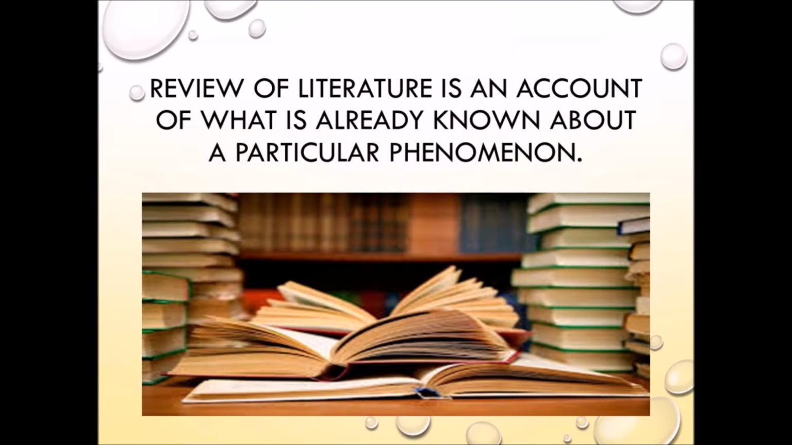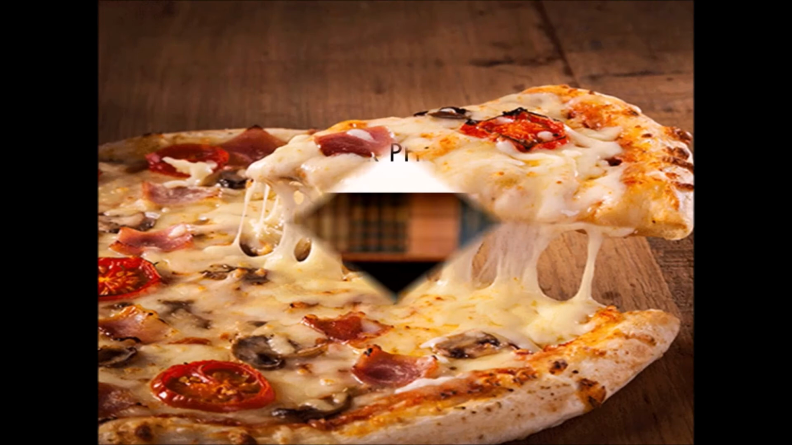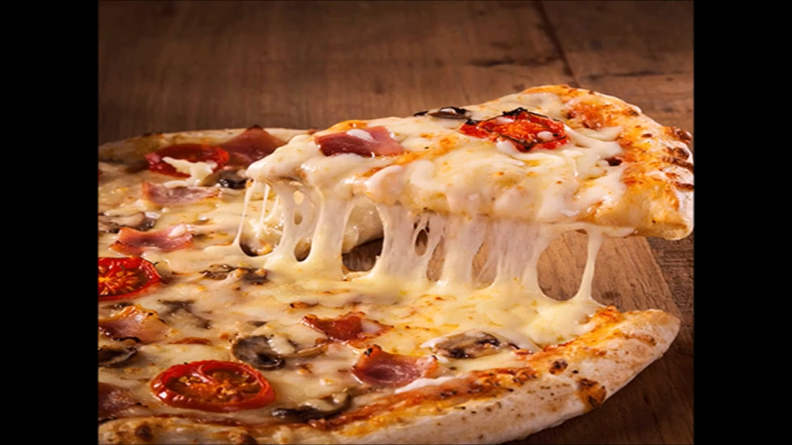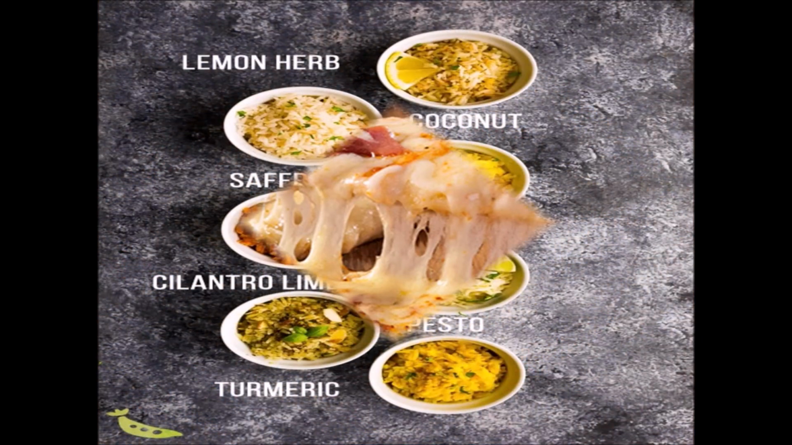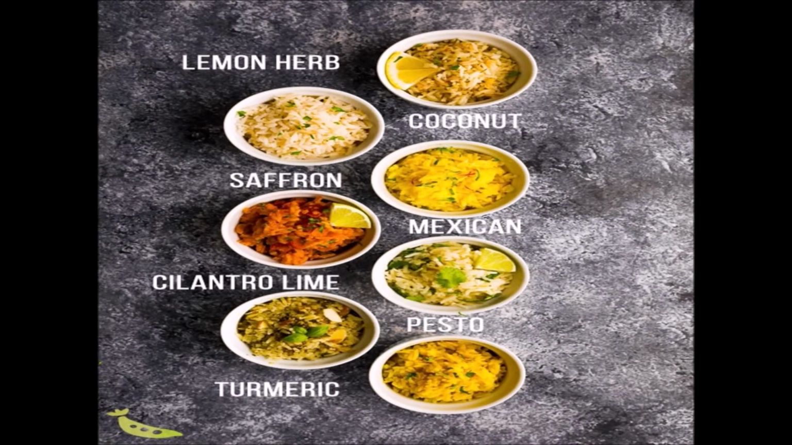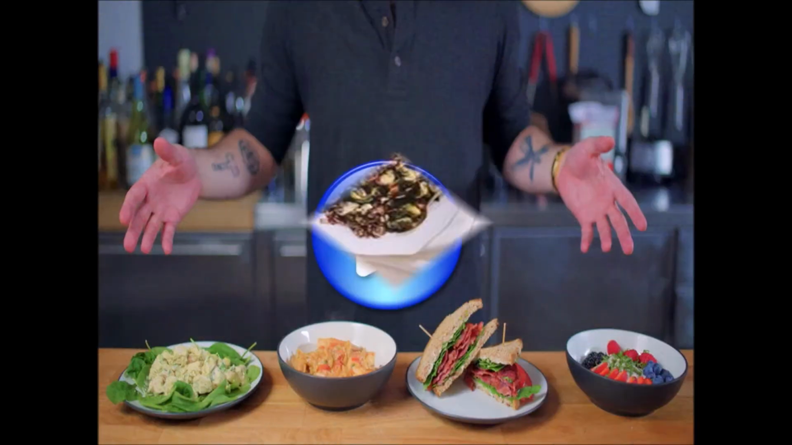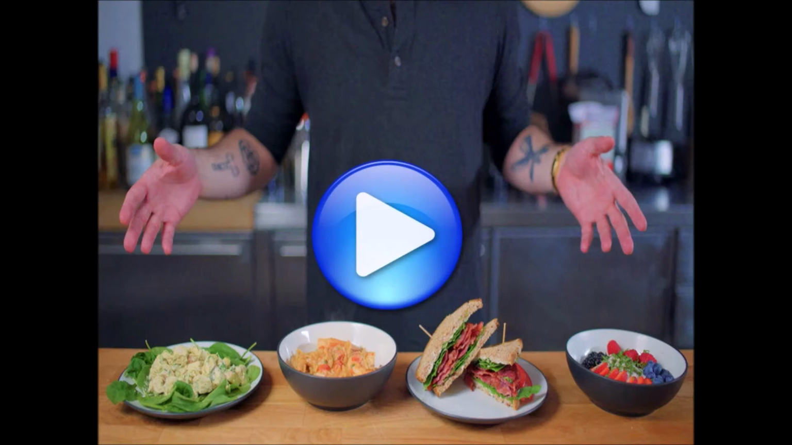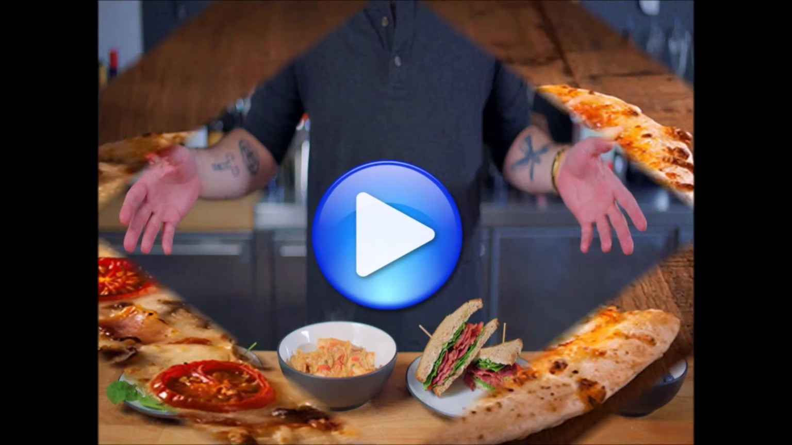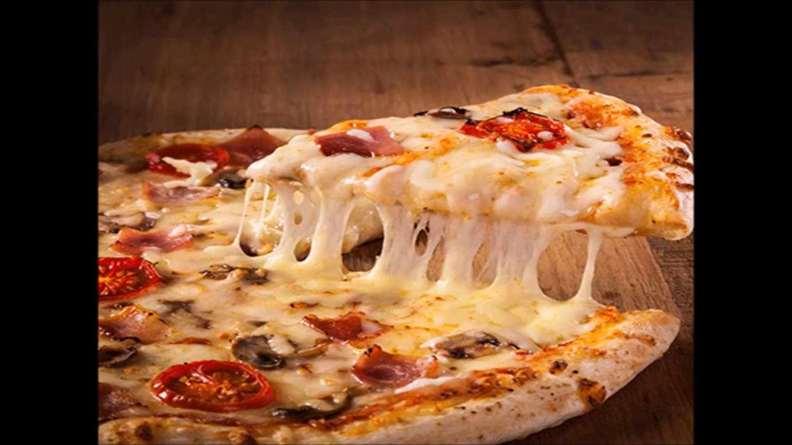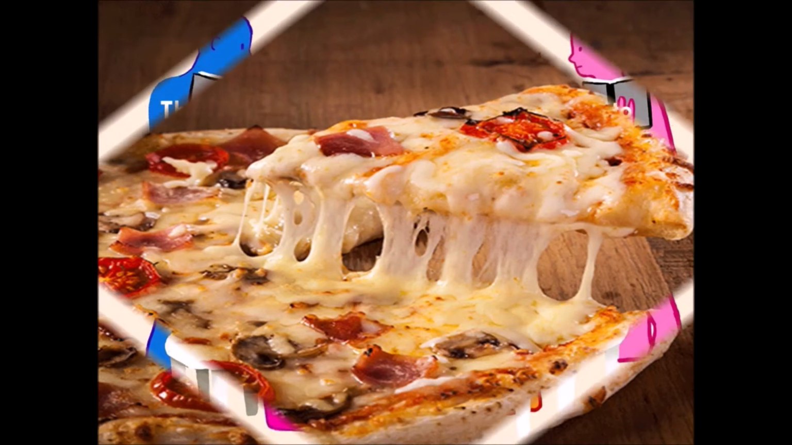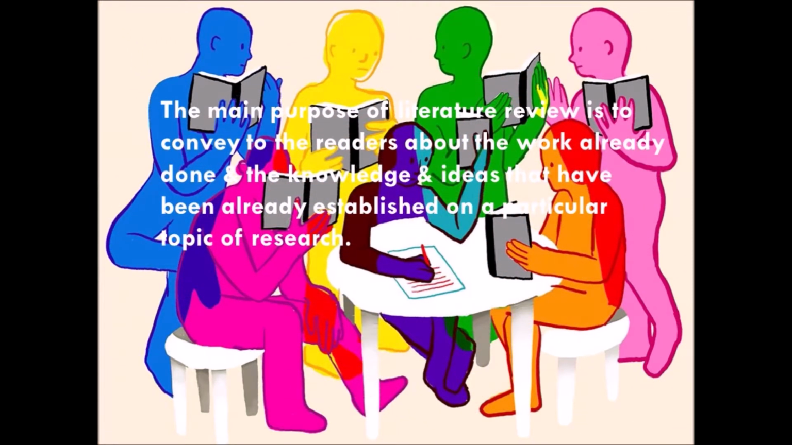For example, suppose you decided to cook pizza but you don't know how to cook it. Then what will you do? You go for collecting materials regarding the recipe of pizza. You search books, videos, or you ask somebody who knows how to cook pizza. This is termed as reviewing the literature about pizza cooking. Yes or no? Then the main purpose of literature review is to convey to the readers the work already done and the knowledge and ideas that have already been established on a particular topic of research.